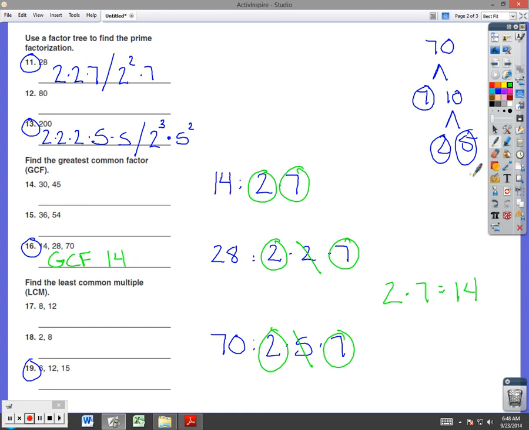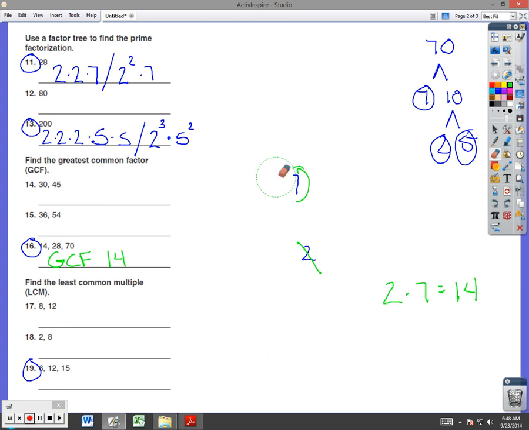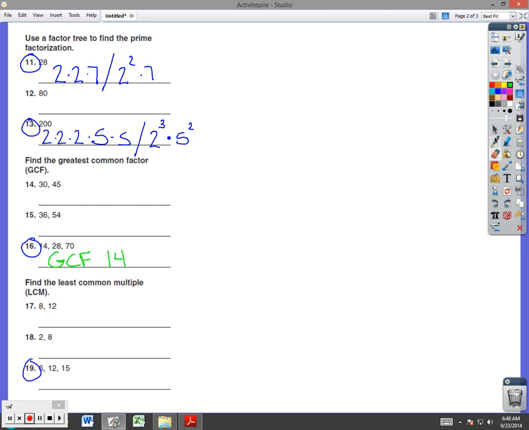Now let's take a look and see how least common multiple is slightly different. Again, I encourage you to pause the video, try this problem yourself, see if your answer comes up with mine. You can check your work. What a great way to have notes and check your work at the same time. We have, let me change colors here, we have 6, 12, and 15.